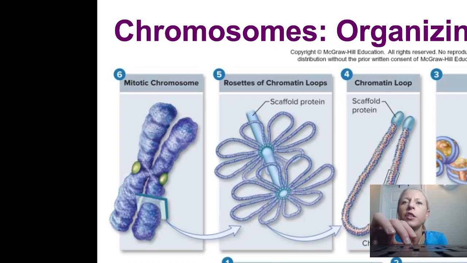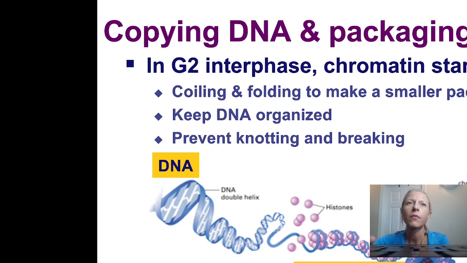You just need to know that DNA is wrapped around histone proteins, which becomes loops of chromatin, which condenses into a mitotic chromosome. So in G2, what happens? Chromatin starts to condense. That's where we have that DNA being wrapped around these histone proteins, and it helps to keep the DNA organized during division.